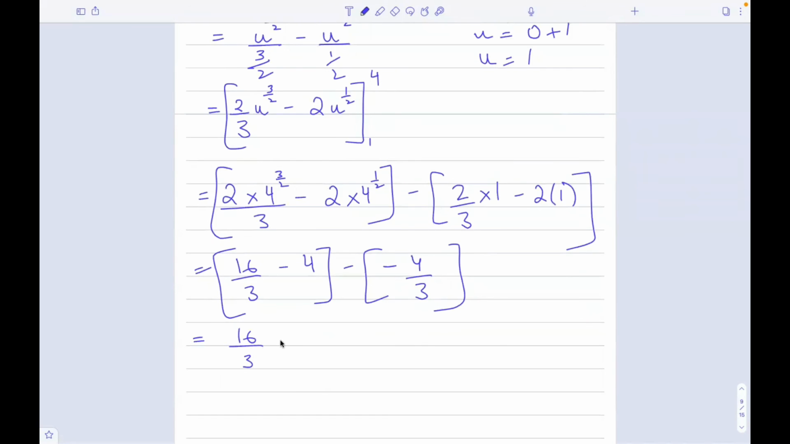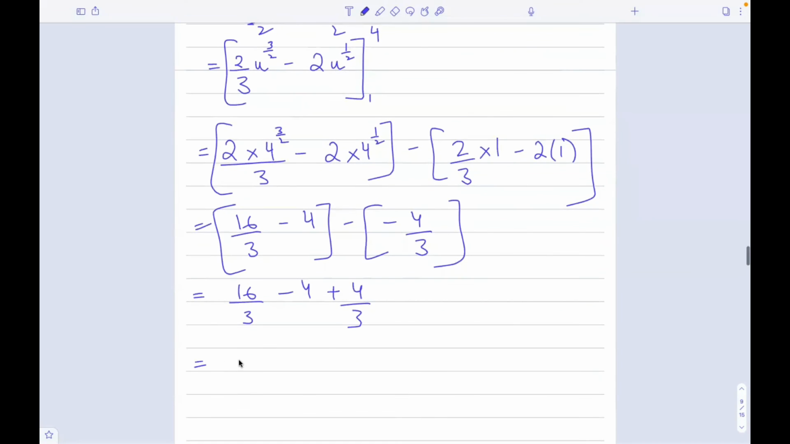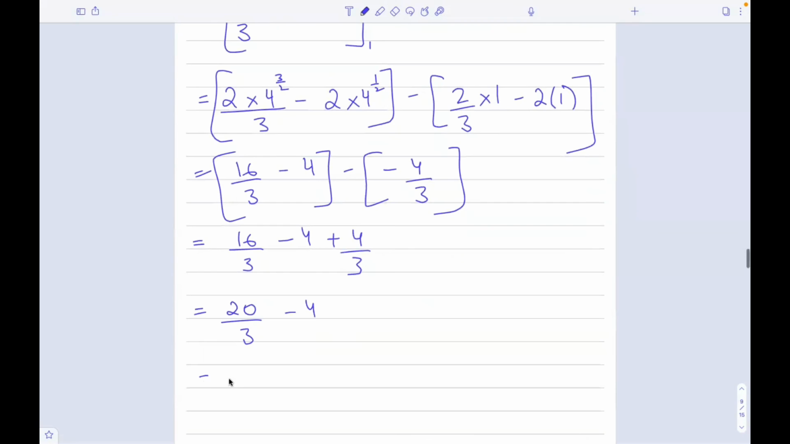Simplifying this, we get 16 upon 3 minus 4 plus 4 upon 3. And our final answer becomes 20 upon 3 minus 4, which becomes 8 upon 3.